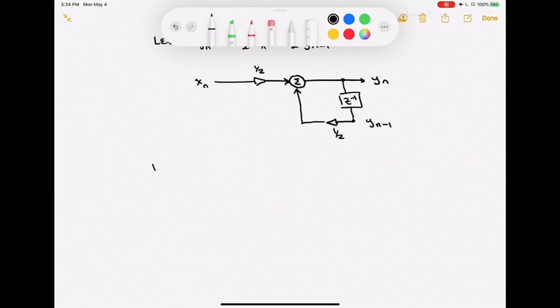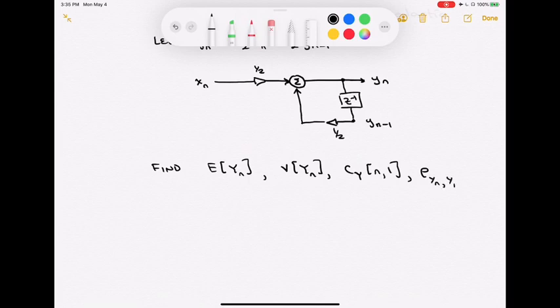So let's go ahead and find, for this particular case, the mean value for y_n. Let's find the variance of y_n. Let's find something like the covariance of y_n comma y_{n+1}. So this is looking at the covariance between signal y and y shifted by 1. And then let's also find the correlation coefficient rho between y_n and y_{n+1}.